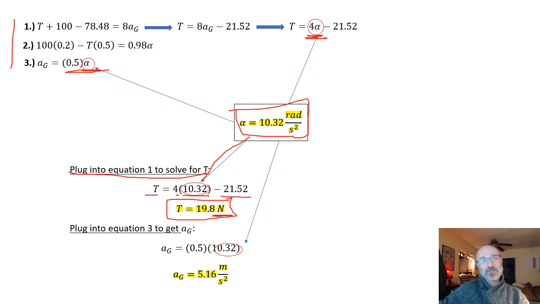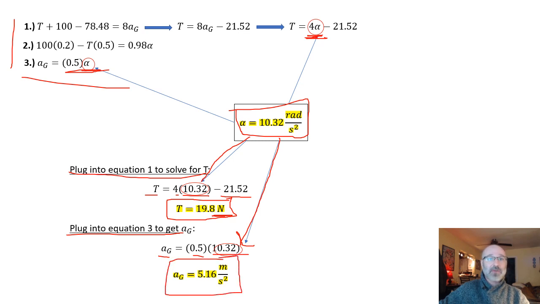Do my unit analysis, make sure that checks out. Then I can also plug it into equation 3 here. So when I plug into equation 3, I can get a numeric value and solve for my a sub g. So a sub g is equal to 0.5 times that alpha. So I take that alpha of 10.32, plug it in for my alpha value down here in equation 3. What I find here is my a sub g is equal to 5.16 meters per second squared.